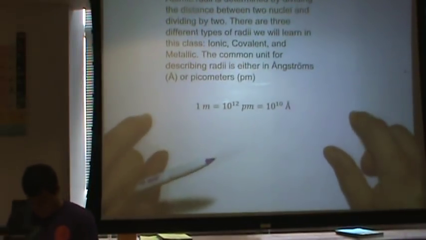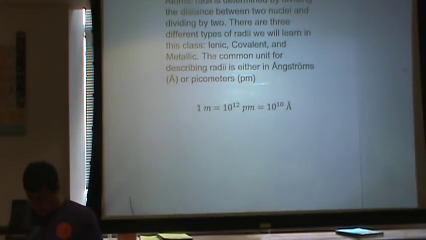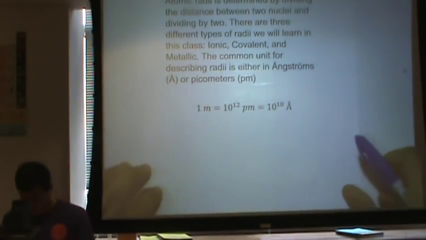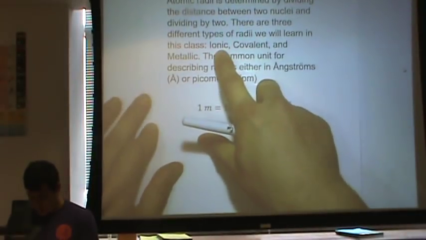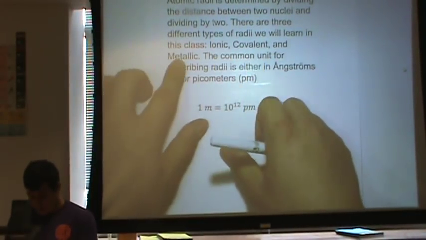Corny. Very corny. Now we're going to talk about atomic radii. Atomic radii is determined by measuring the distance between two nuclei and dividing by two. There are three different types of radii we will learn in this class. We have ionic radii, covalent radii, and metallic radii.